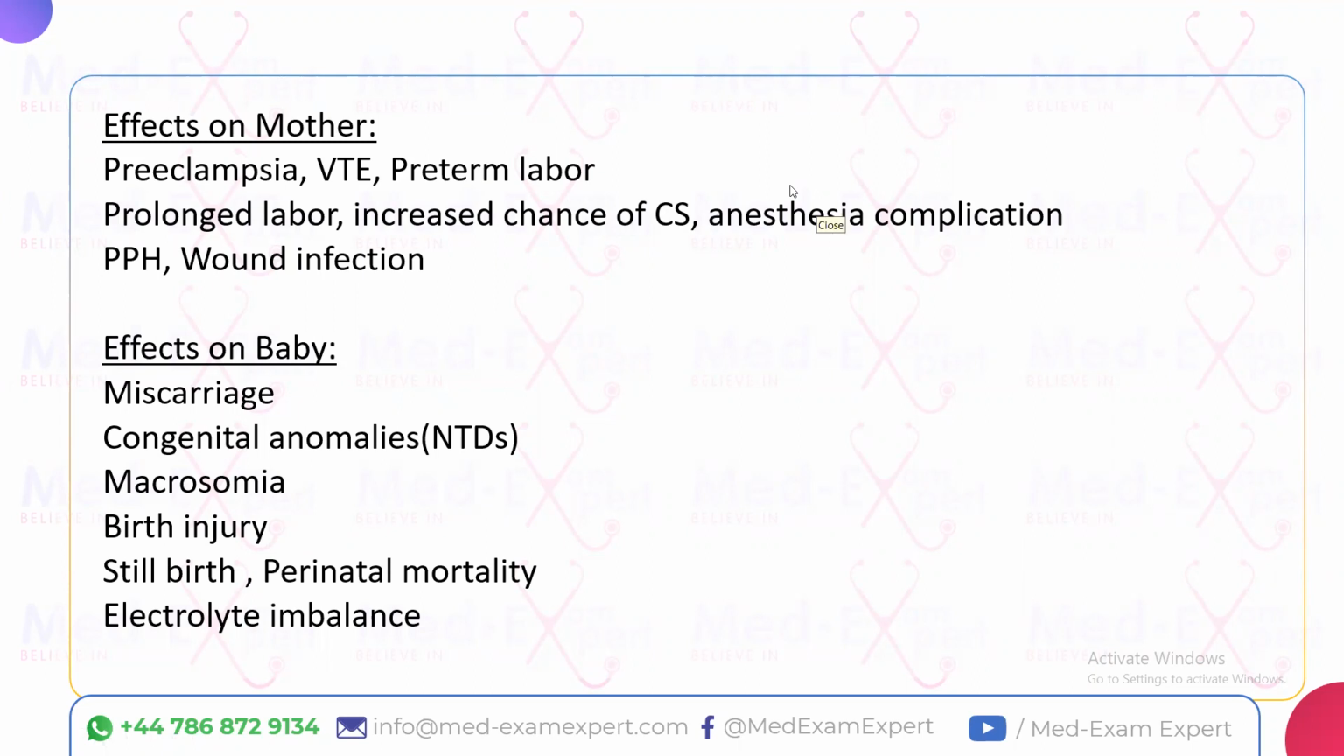So there is a risk of pregnancy loss, abnormalities in the baby's brain and spinal cord. The baby might grow bigger in size than the duration of pregnancy, and that's why there can be a risk of injury to the baby during the birth. There is a risk of death of the baby around the time of delivery and after the baby is born, and there can be ups and downs in the minerals in the baby's blood. Okay, so that's how we are going to put into words the effects on the mother and the baby as well.